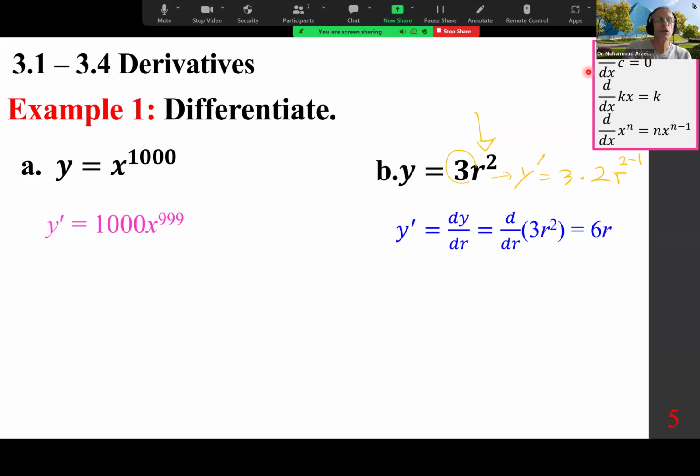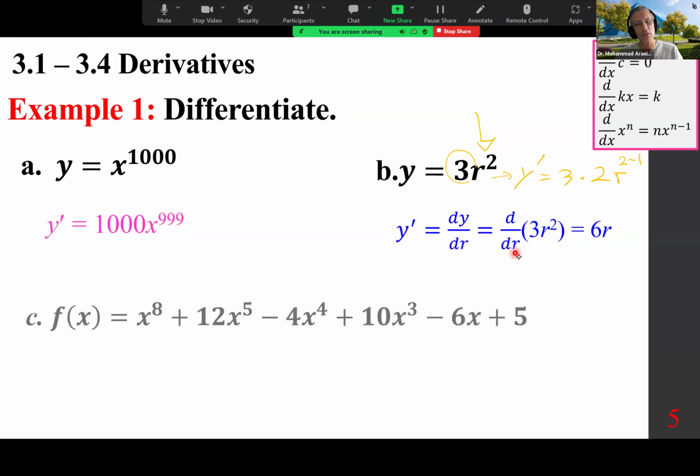Normally, we are under the assumption that we use x as the independent variable, and we do most of the time. But there may be others, such as t or theta, or in this case, r. So when we write y prime, it's fine. But dy dr is telling us precisely what the independent variable is. So it's a different notation when it comes to the differentiation.